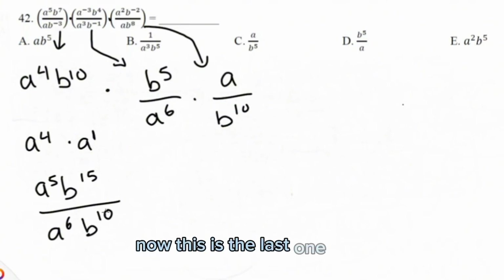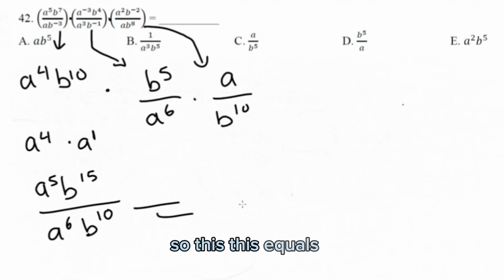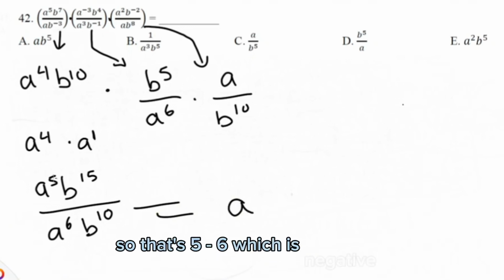Alright, now this is the last one here. So now we have a, so this equals a, and then the a exponent, that's 5 minus 6, which is negative 1.